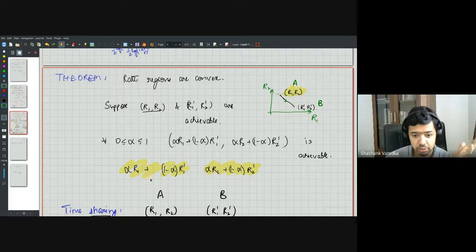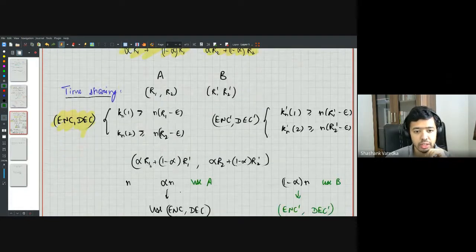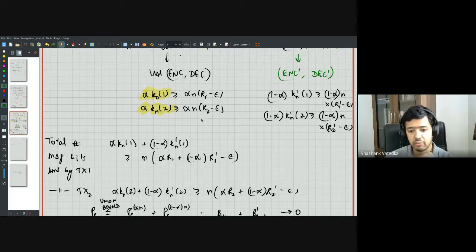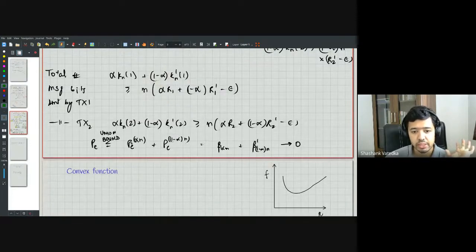There could be some scheme which does better, because after all, in a time sharing argument, you're using a convex combination of these two. You're using scheme 1 for the first alpha n channel uses, and scheme 2 for the next 1 minus alpha n channel uses. So the probability of error is not really the best that you can achieve, but that's fine. We don't care, or we're happy as long as the probability of error is vanishing in n. So it is not the best in terms of the probability of error, but in terms of the rate that you can achieve, it's good enough. Right? Any questions?